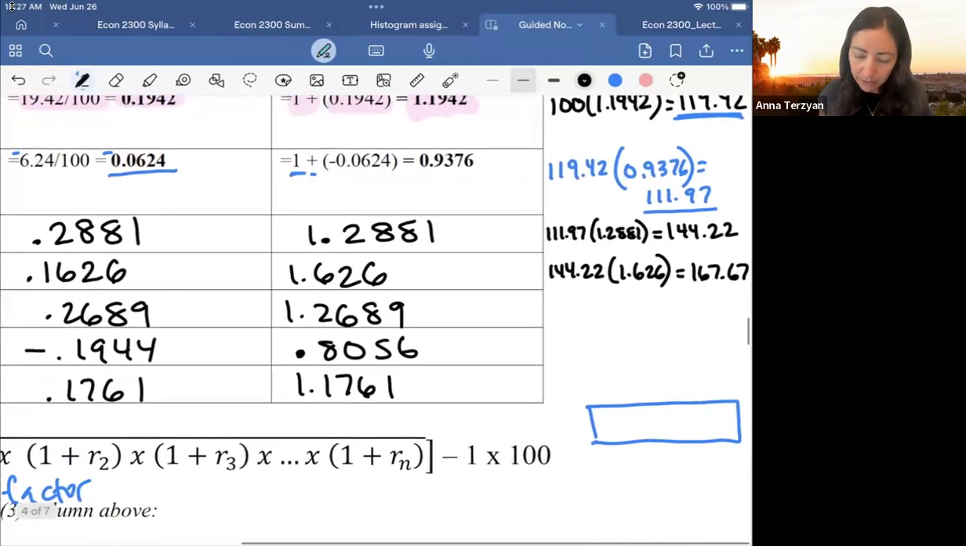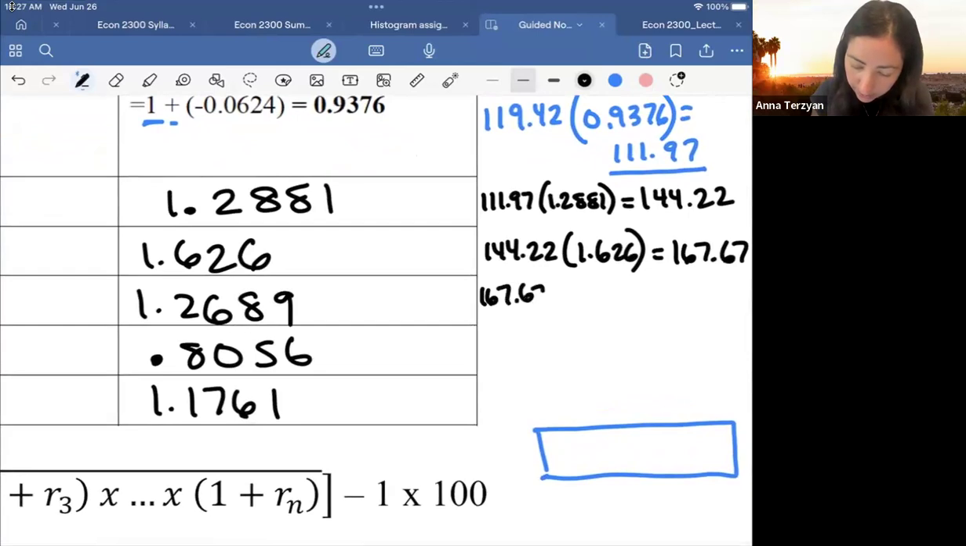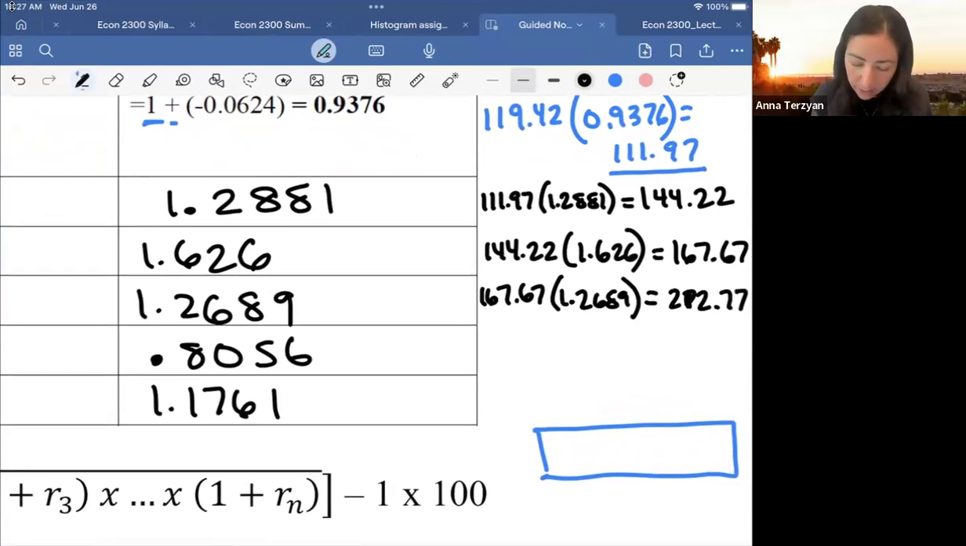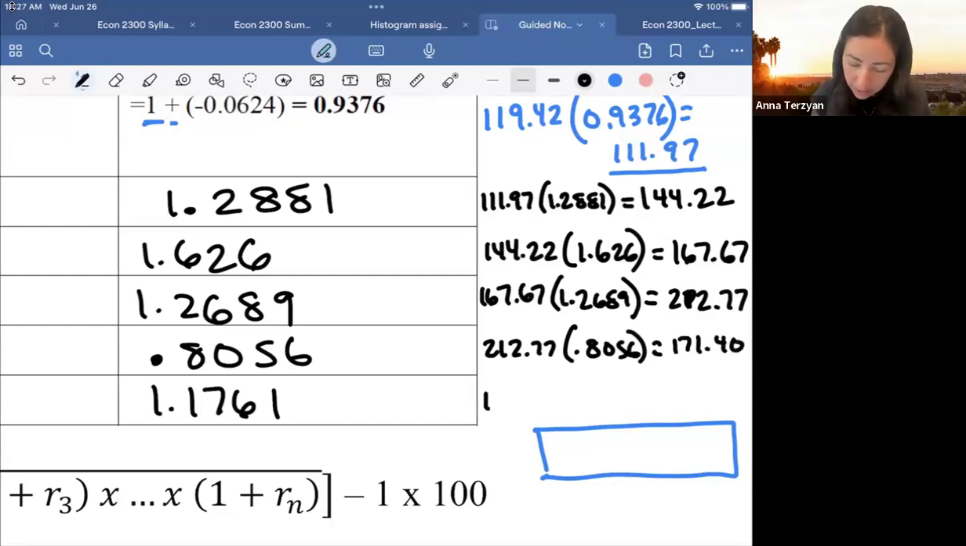Okay, so now let's see how much money we have at the end of the period. Here we ended with 167.67, times 1.2689. How much money do we have at the end of that period? 212.77. Okay, and then next one, from 212.77 we lost 19%. How much money do we have here? $171.40. Okay, and finally, in the last year, we grew 17%. So how much money do we have at the end of that?